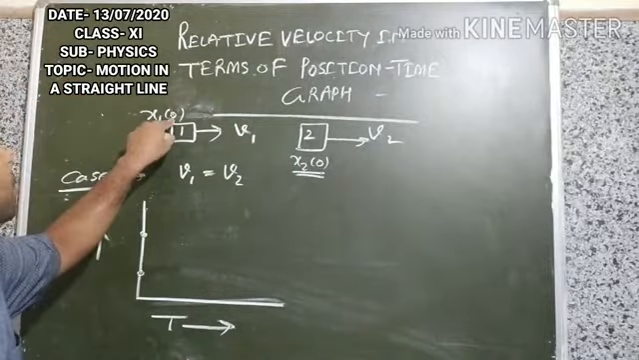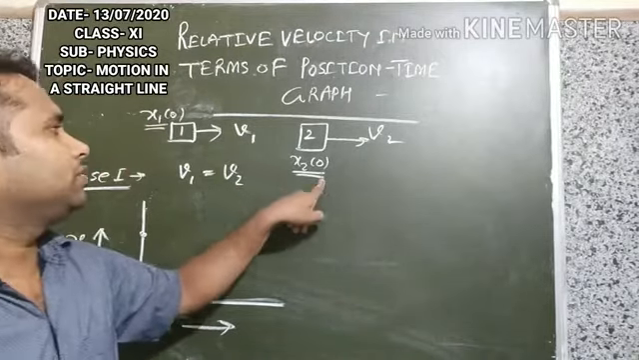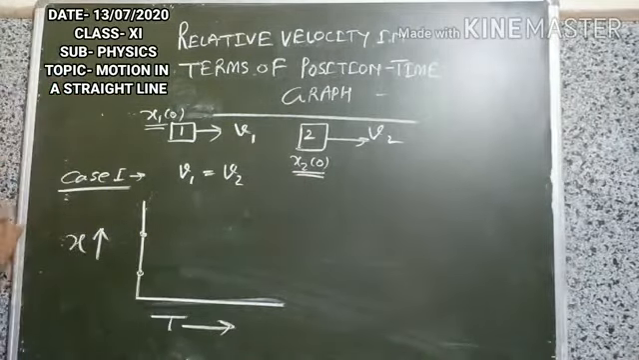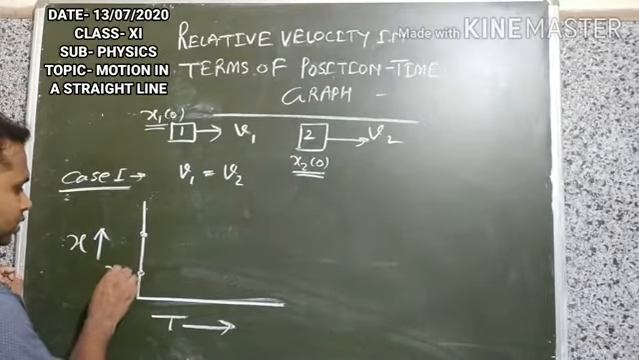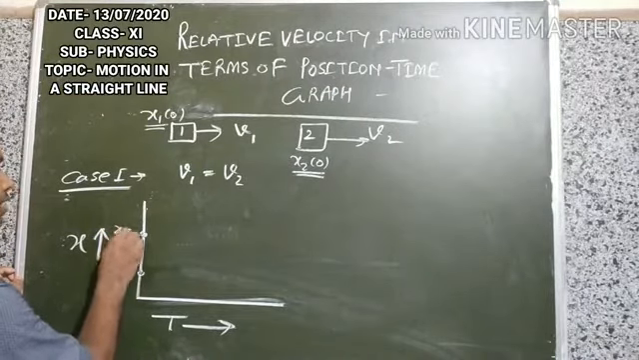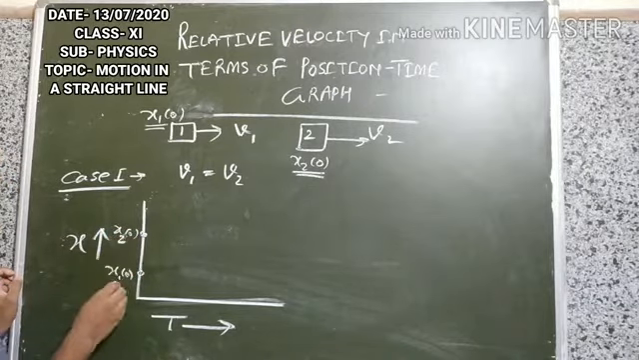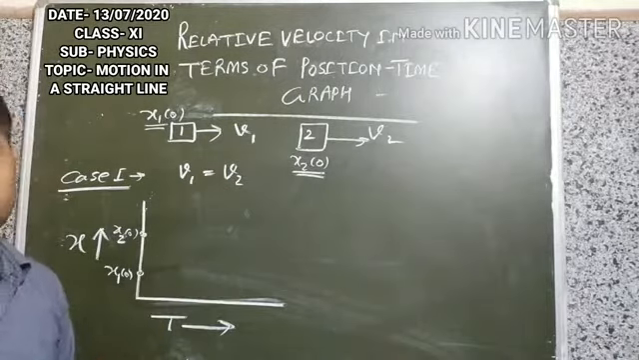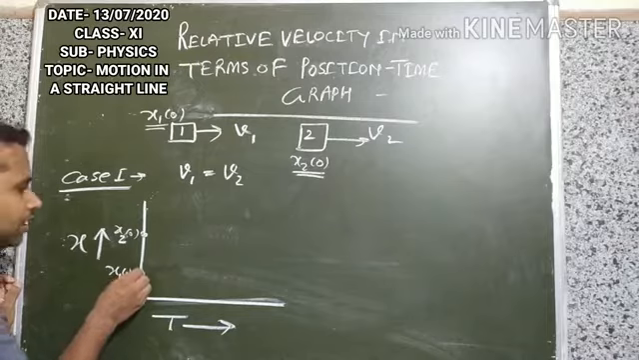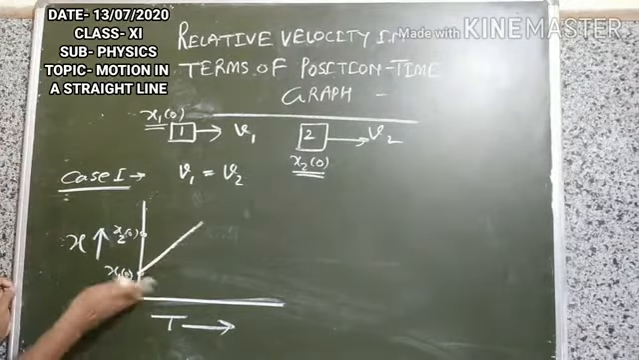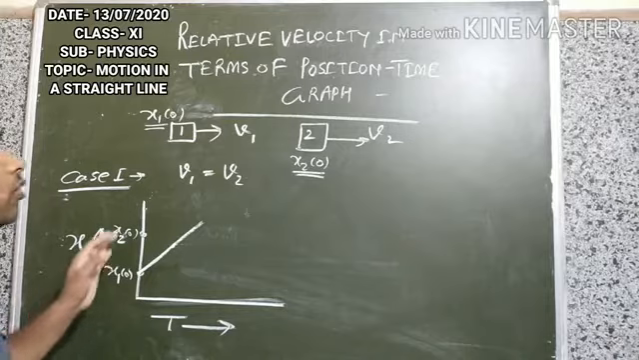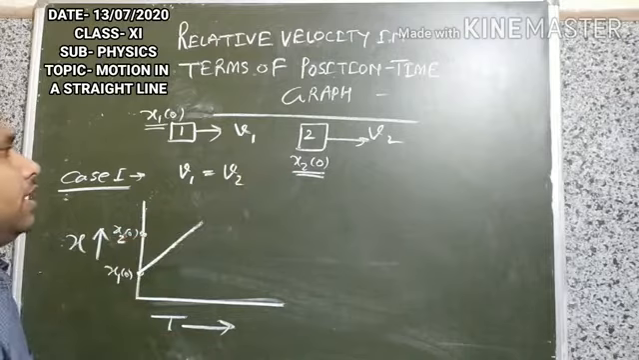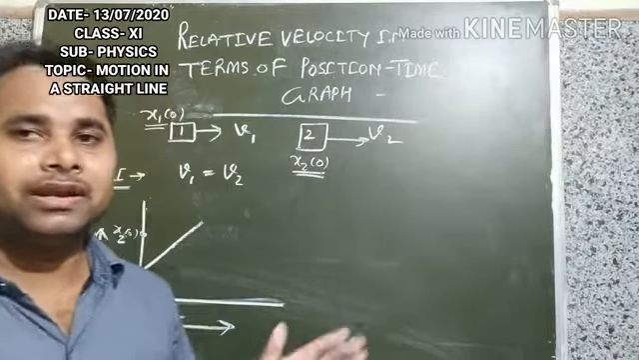x1 0 means the position at 0 time is x1, and x2 0 means the position at 0 time is x2, meaning they are the initial positions. So suppose this is x1 0 and this is x2 0. Let's draw the position time graph for the first object. Since the motion is uniform, you will get a straight line inclined on the time axis. Similarly, when you draw the position time graph for the second object, it will also be a straight line inclined on the time axis.